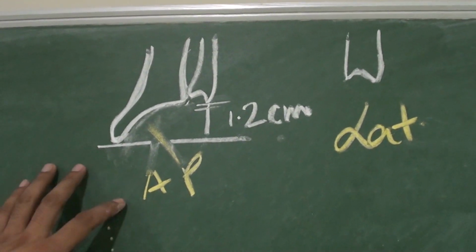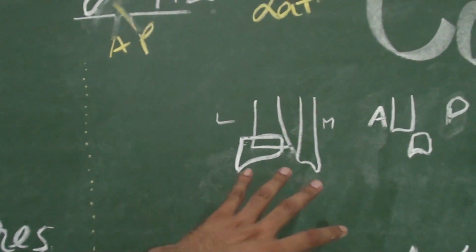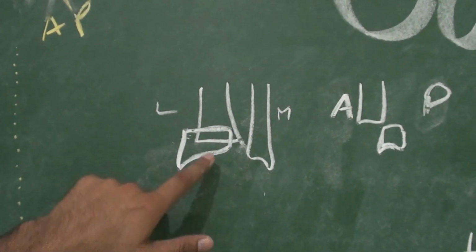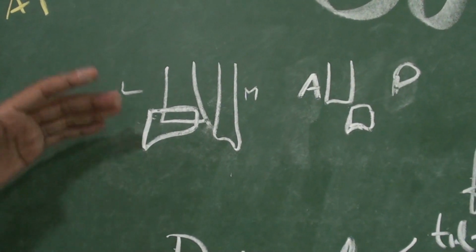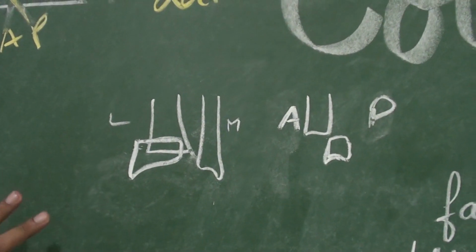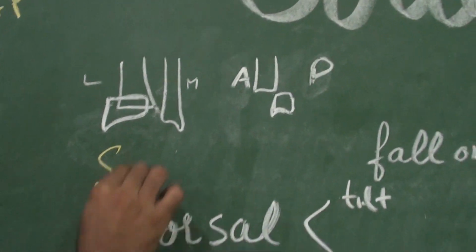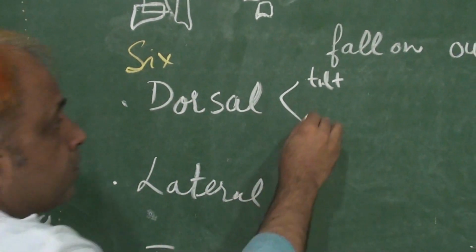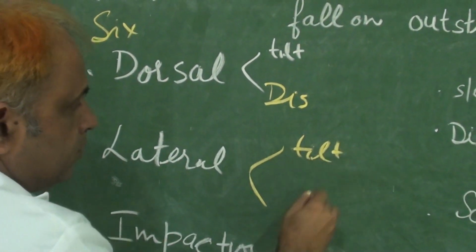So this normal relation you should know, so that when you look at the abnormal X-rays, you can make out. You can see this is the relation of the distal fragment. You can see here they are at the same level because of the displacement. So coming to displacements, you have 6 displacements: dorsal displacement, dorsal tilt; lateral displacement, lateral tilt.